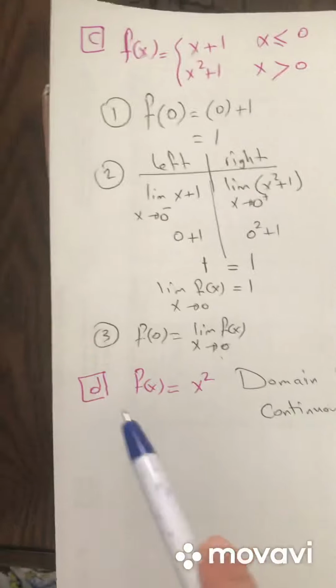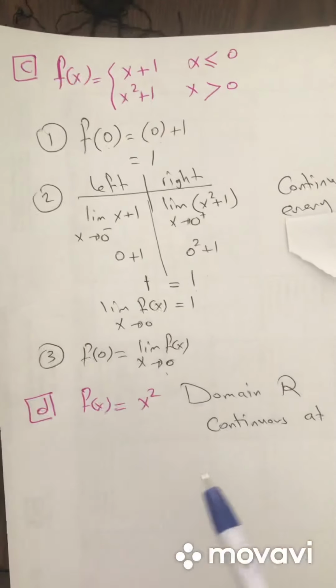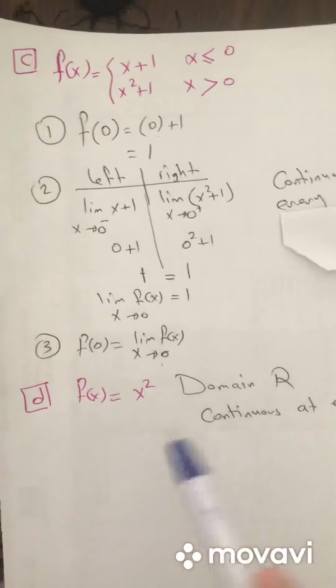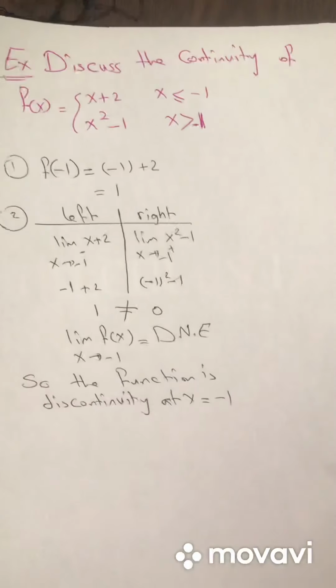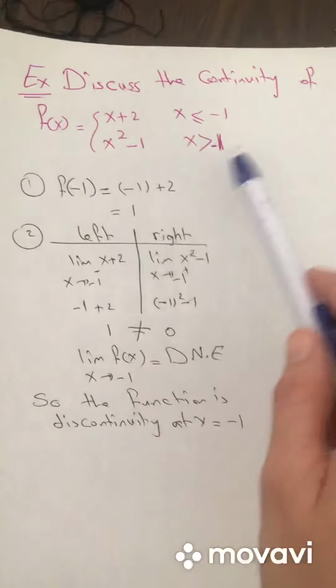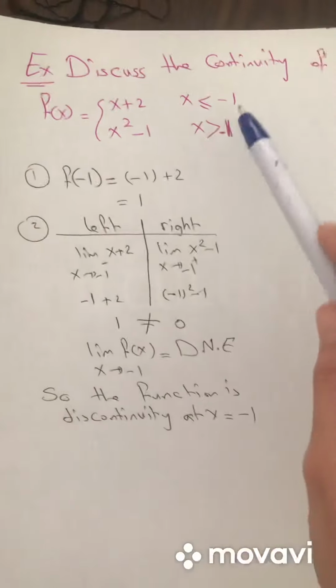What about if I saw a question like this? D, f of x equals x squared. Domain R. So there's no problem at all. So continuous at every x value. Done. So what about discussing the continuity of this function? From the previous example, what did you understand? What will you do? Excellent.